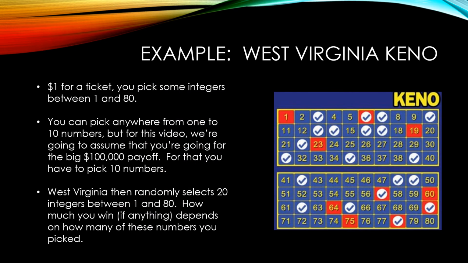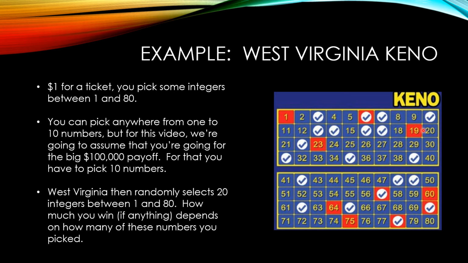I'm going to talk about the game of Keno, particularly the way that it's played in the West Virginia lottery. Keno works like this. There are 80 different numbers that you could possibly pick. And if you want to play Keno, you pay your $1 ticket, and then you pick some numbers. You can pick anywhere between 1 and 10 numbers. To make things simple, I'm going to assume that you pick 10.